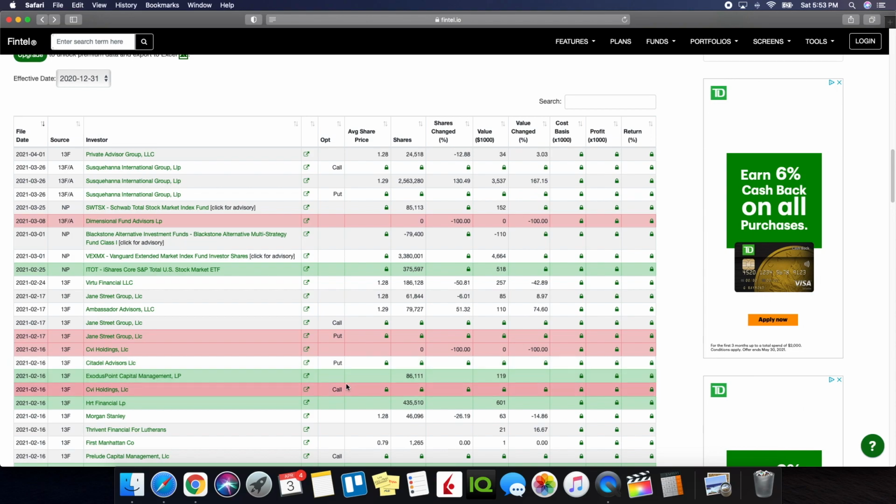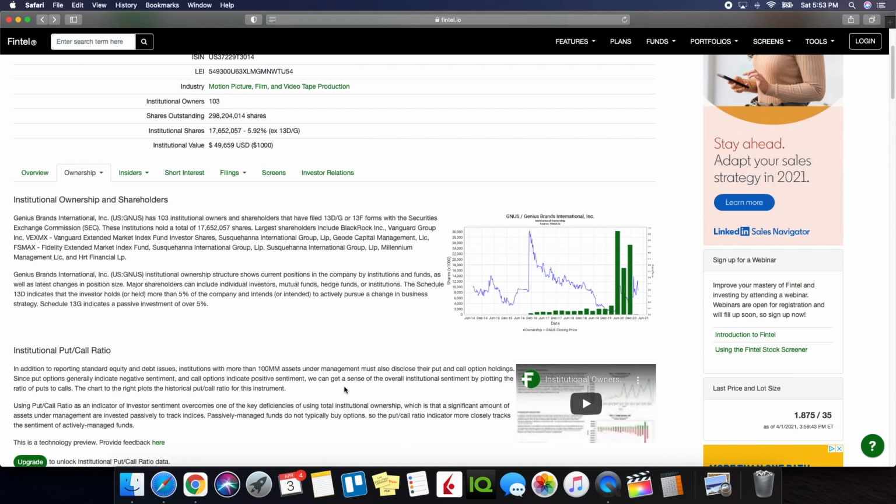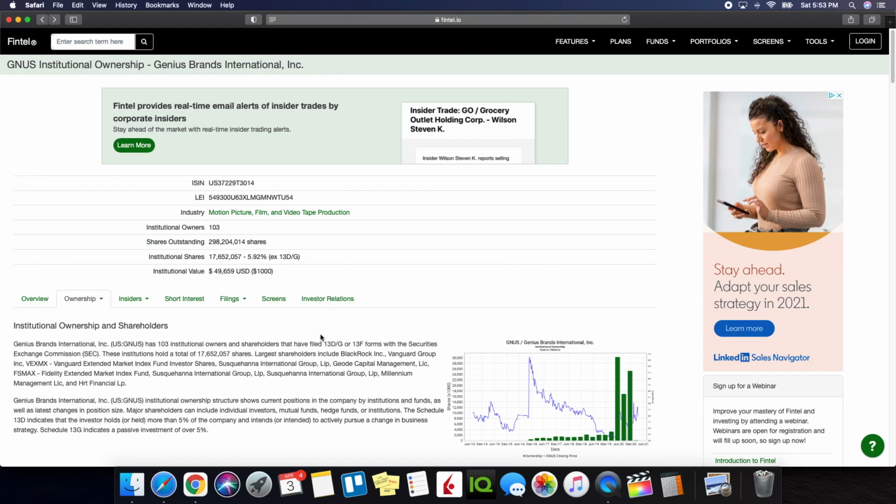So I just want you guys to know and be aware of this, because like we said, we saw the short volume ratio was well over 30%. So that's something just to keep in mind when you are taking a look at this stock.